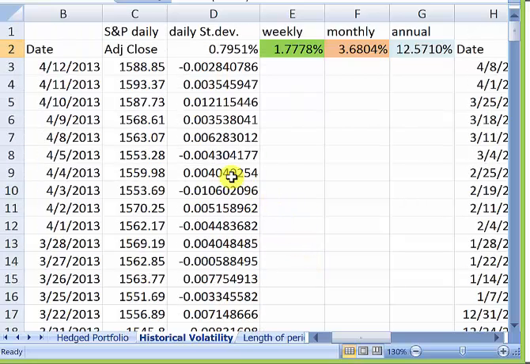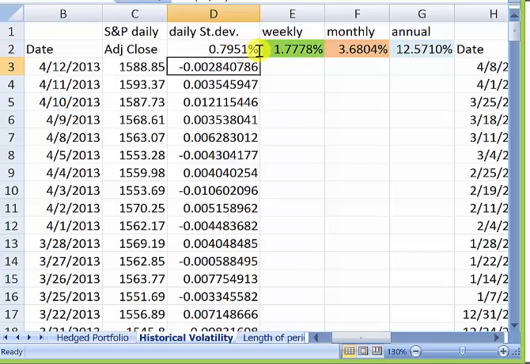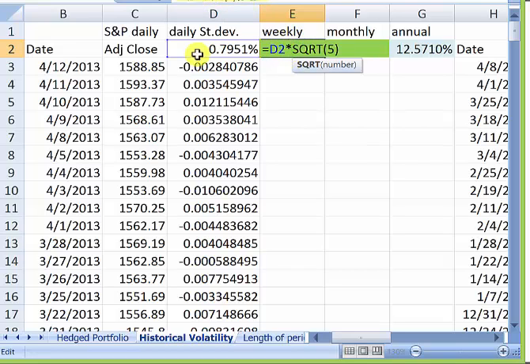Where I started is using the daily closing value of the S&P 500 index, and I calculated the daily return. With the daily return, I can calculate its standard deviation. This is the daily standard deviation. For weekly, I take the square root of 5 times the daily standard deviation. So from 79, almost 80 basis points for daily standard deviation, we have 1.77% for weekly standard deviation.